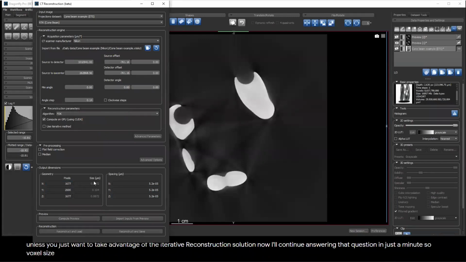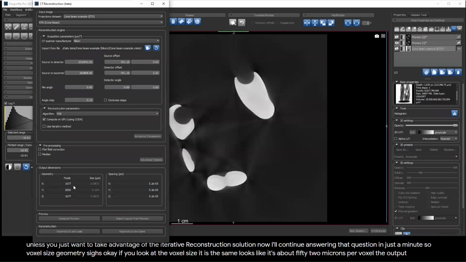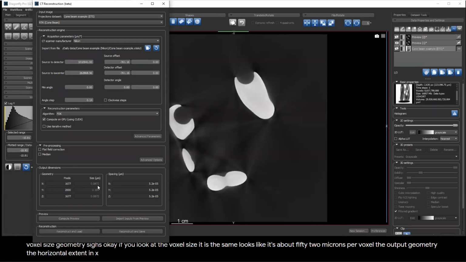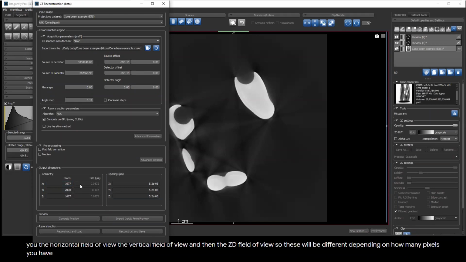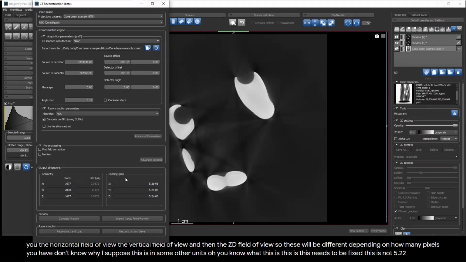So, voxel size, geometry size. If you look at the voxel size, it is the same. It looks like it's about 52 microns per voxel. The output geometry, the horizontal extent in X, can't be right. It can't be 87 nanometers. I'll have to check with my colleague. This geometry is supposed to tell you the horizontal field of view, the vertical field of view, and then the Z field of view. So these will be different depending on how many pixels you have. I don't know why. I suppose this is in some other units. Oh, you know what? This needs to be fixed. This is not 5.2 times 10 to the minus fifth microns.